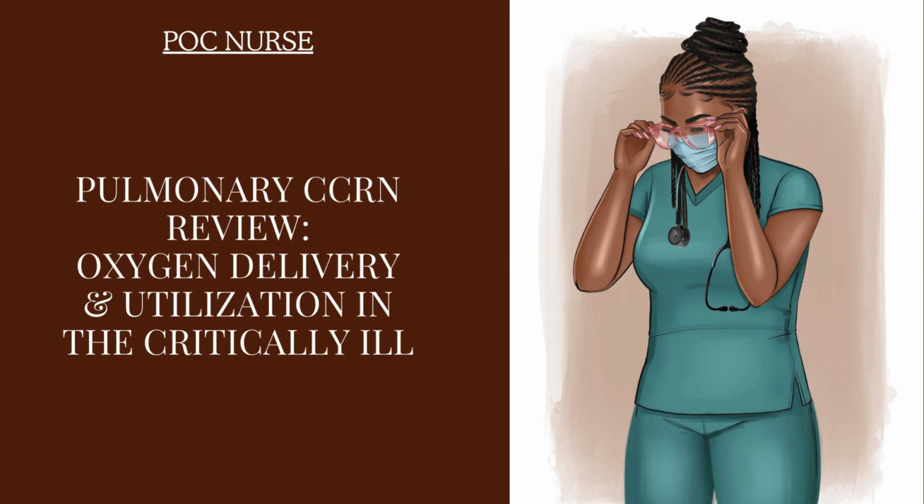Oxygen delivery is DO2. This is a function of cardiac output. So oxygen delivery is basically moving the blood from the pulmonary circulation after it gets oxygenated and taking it all the way to the tissues. So anything that affects cardiac output will affect oxygen delivery. Also, anything that affects the amount of hemoglobin in the blood will also affect oxygen delivery.